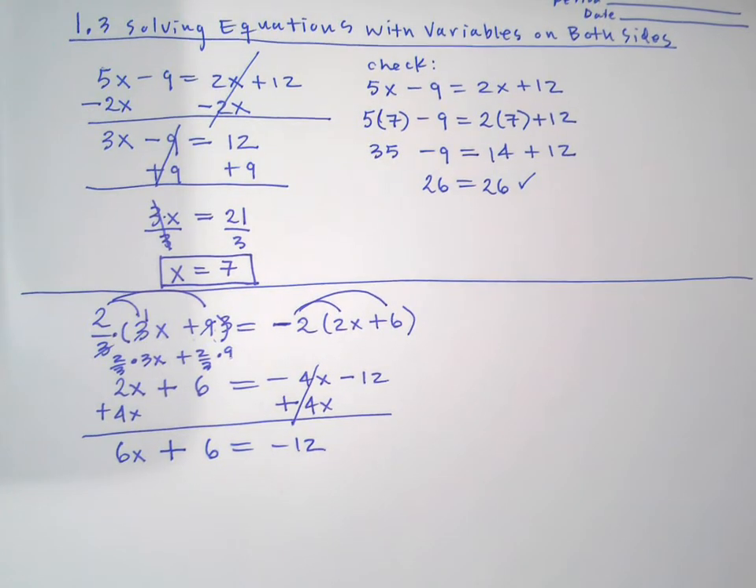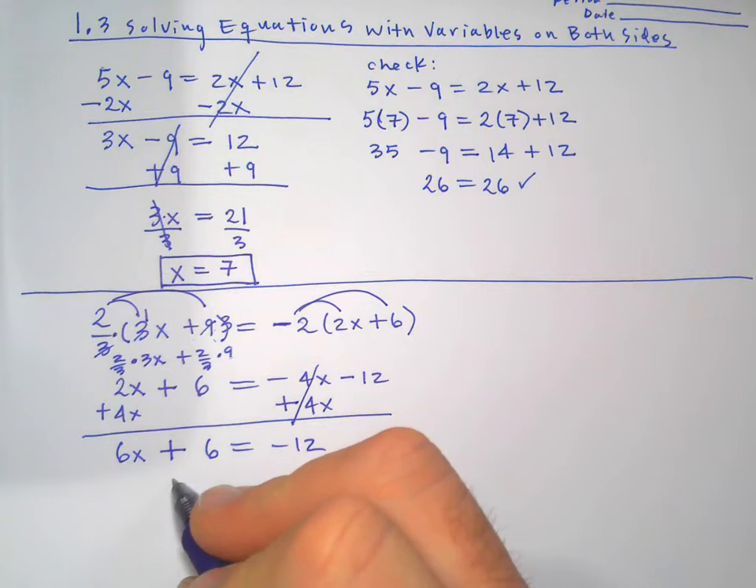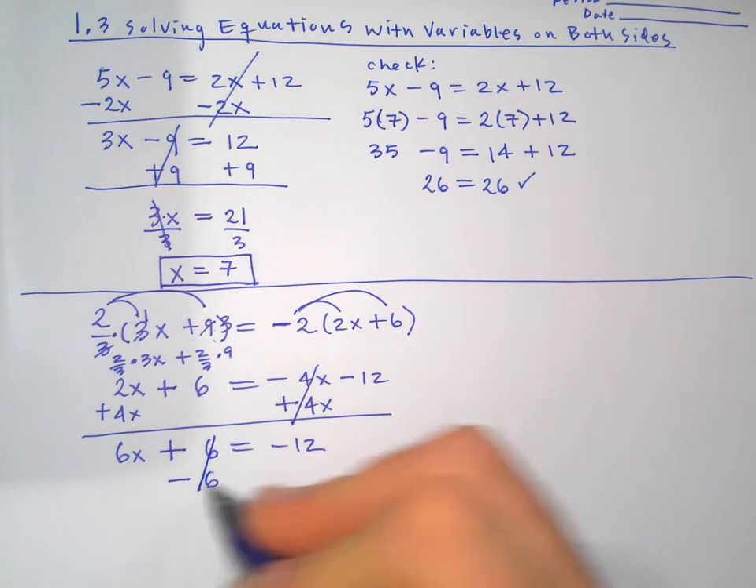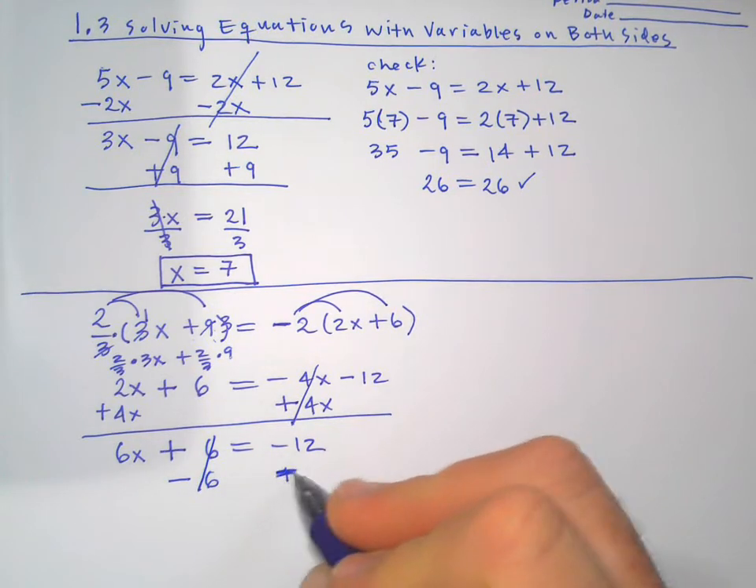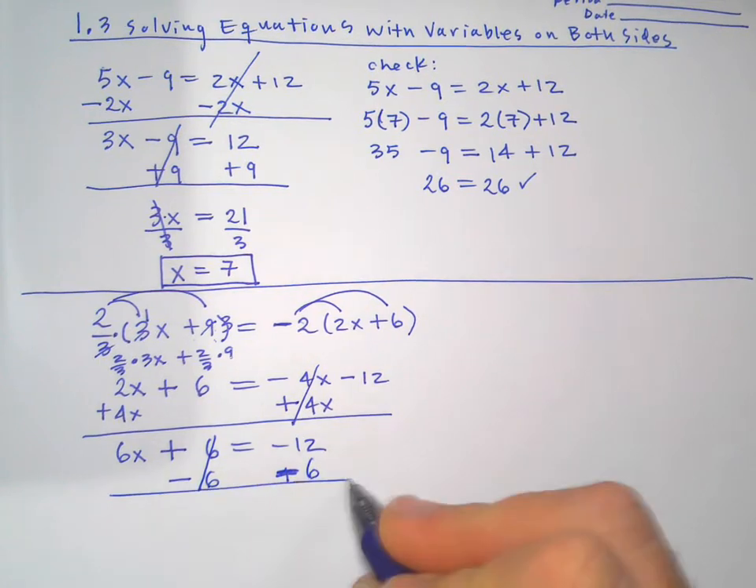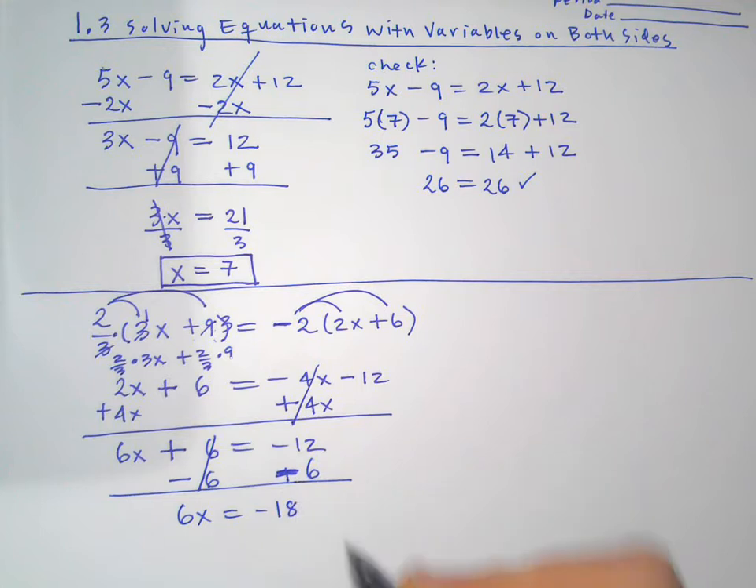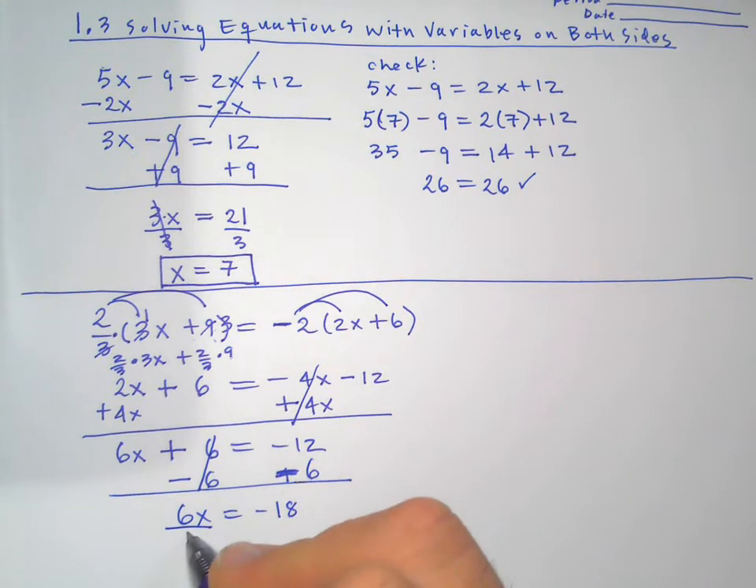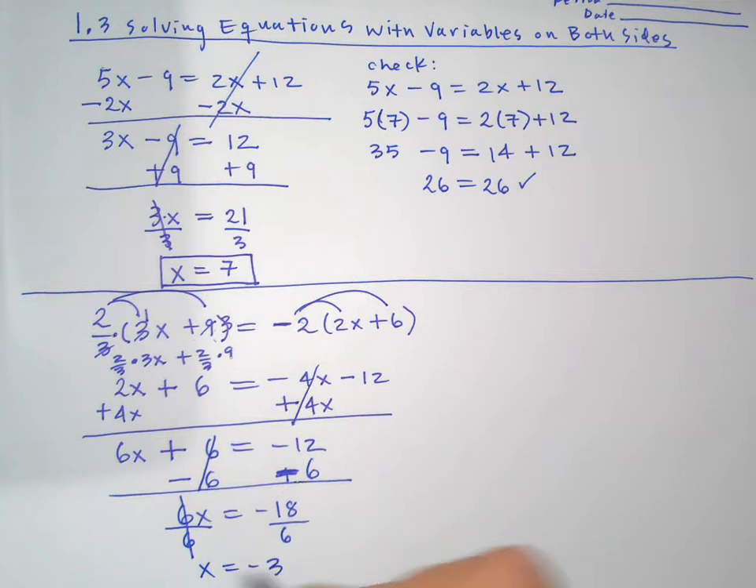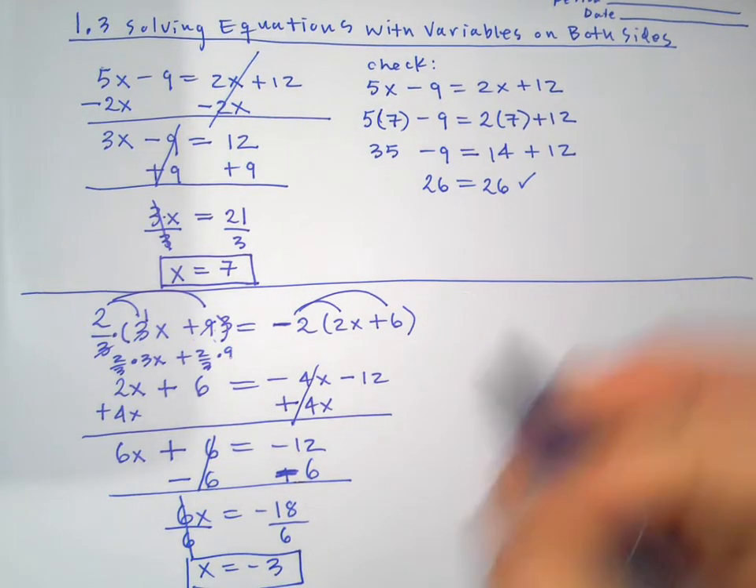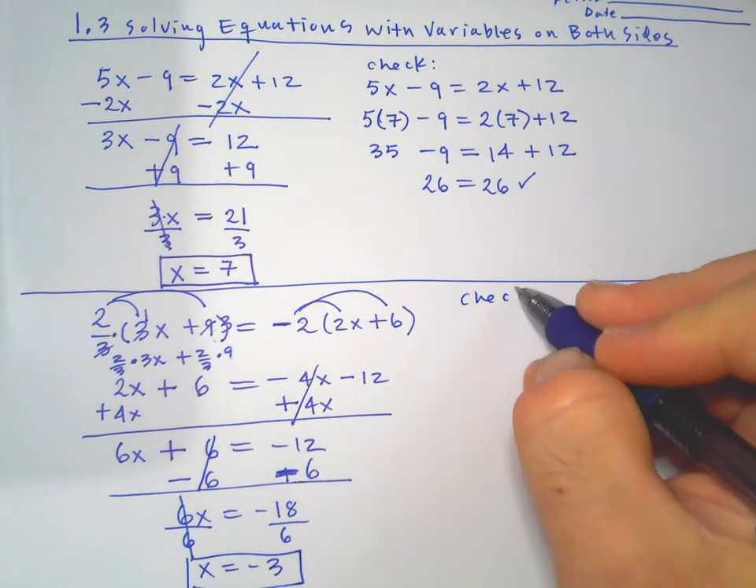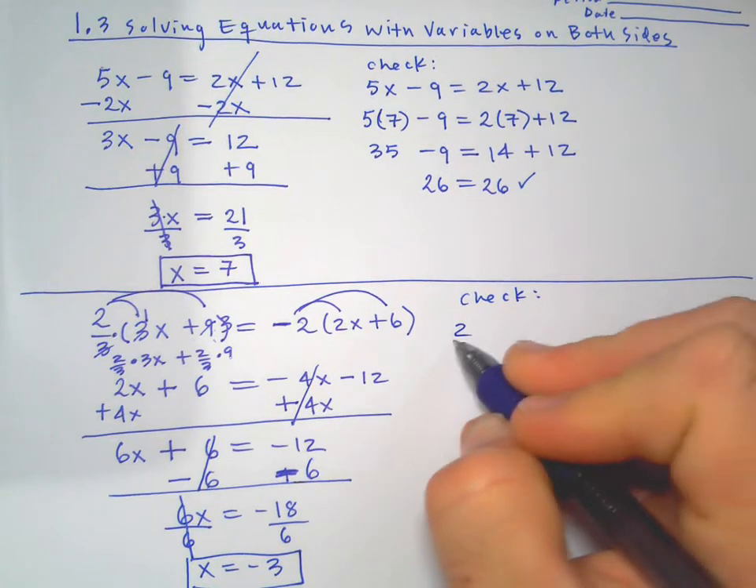Okay, so we've got our x's together on the same side. Now we want to start solving to get x by itself. And do the plus 6, minus 6. And so we get negative 18. I'm going to divide both sides by 6. And we get negative 3. Let's check our answer by plugging it back in to the original equation.